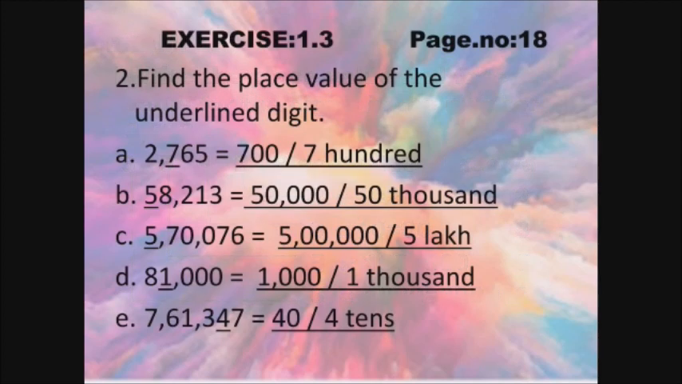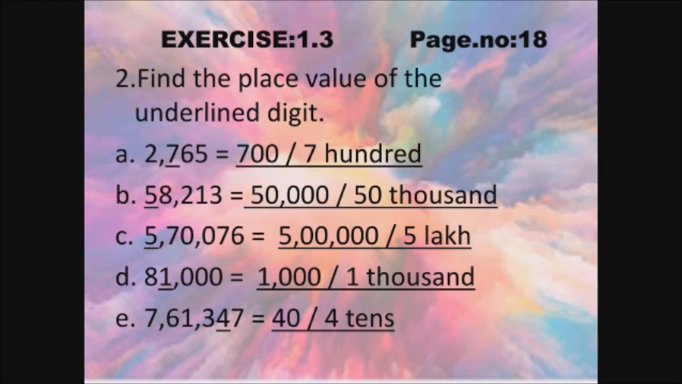Now we can see the exercise 1.3, page number 18. Second sum, find the place value of the underlined digit. See the first one, 2765 and 7 is underlined. So tell me the place value of 7, ones, tens, 100. So it is in hundreds place. So we have to write 700 or in words 700.